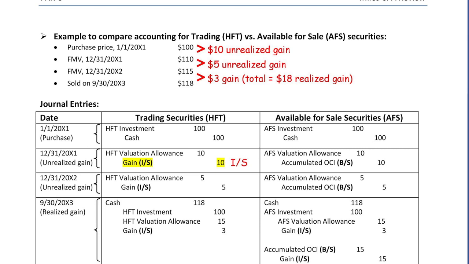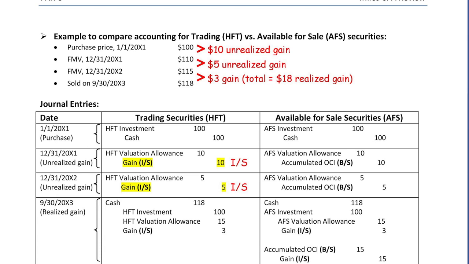Again, on 31st December year 2, there's an additional gain of $5. Again, write I/S, because that gain goes into the income statement. Guys, remember, we said for trading securities, even unrealized gains and losses go into the income statement. And that's exactly what's happening here.